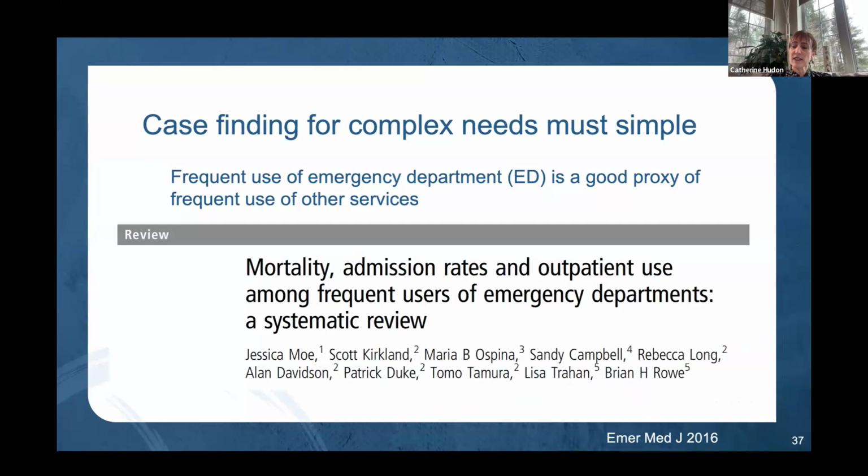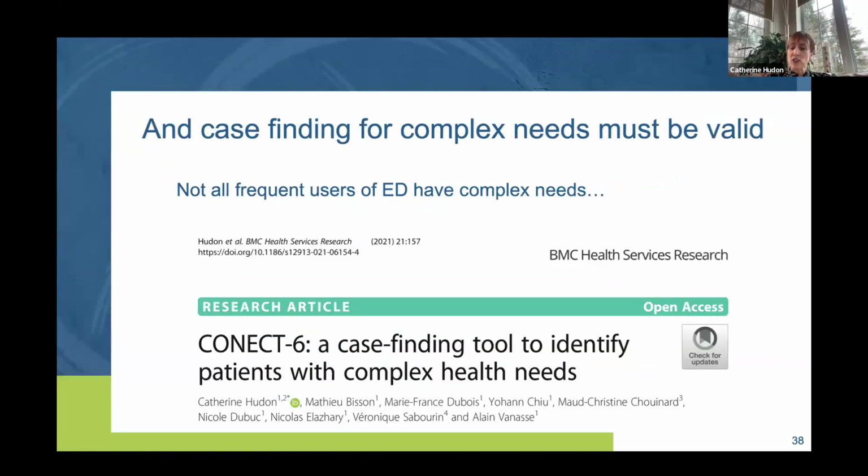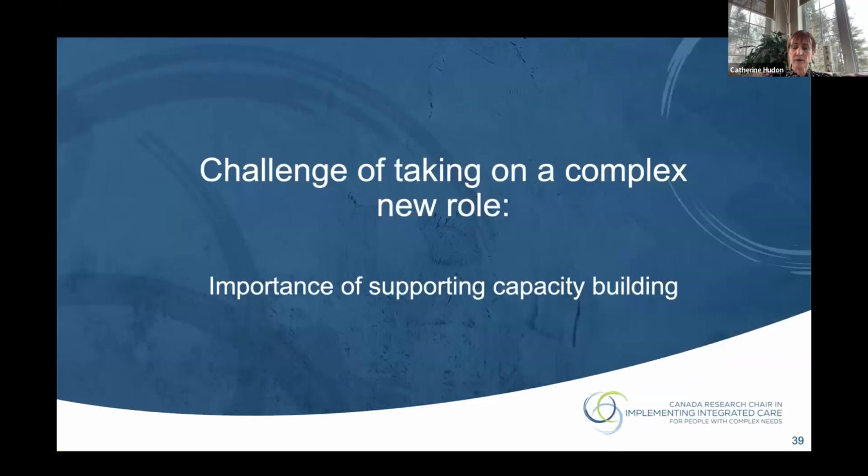A meta-analysis confirms that heavy users of emergency services are often heavy users of various health services. Since not all heavy users of services necessarily have complex needs, we have developed and validated a tool for detecting complex needs. The negative predictive value of Connect 6 is excellent, 95%, making it possible to exclude complex needs. When the score is positive, a review of the file often quickly confirms the complex needs.